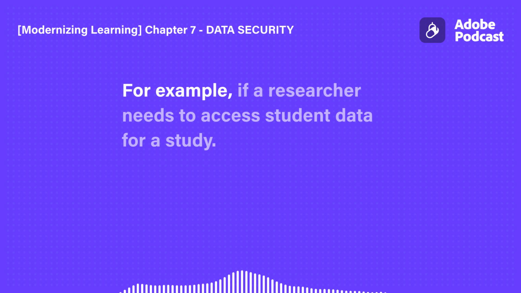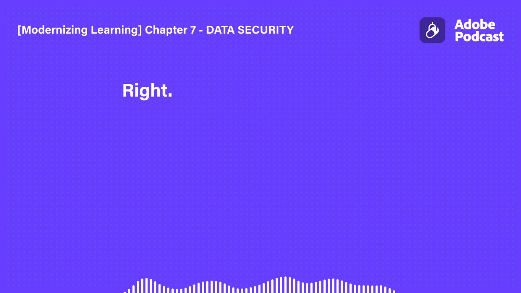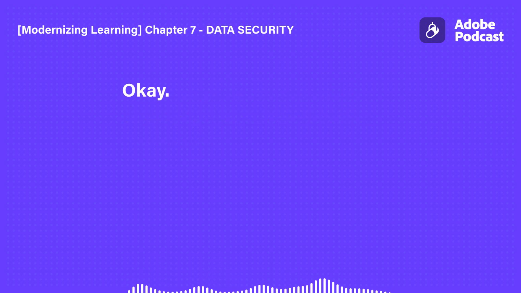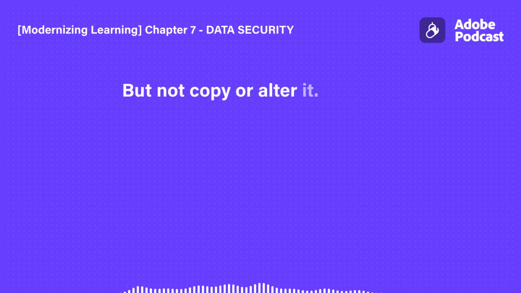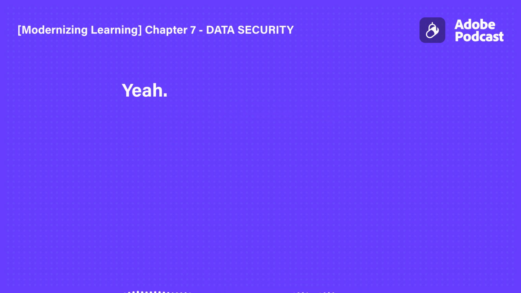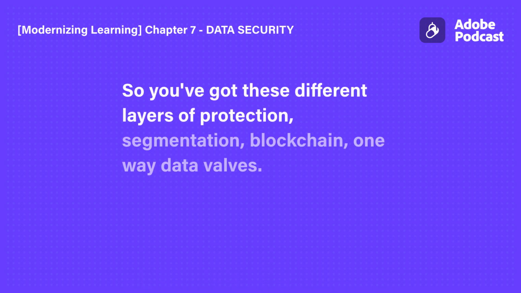For example, if a researcher needs to access student data for a study, a one-way data valve could allow them to view the data, but not copy or alter it. That's a pretty clever way to balance accessibility with security. Yeah. So you've got these different layers of protection: segmentation, blockchain, one-way data valves.